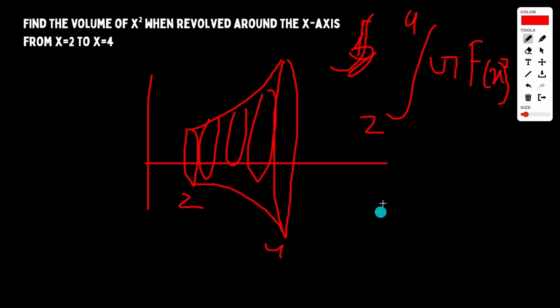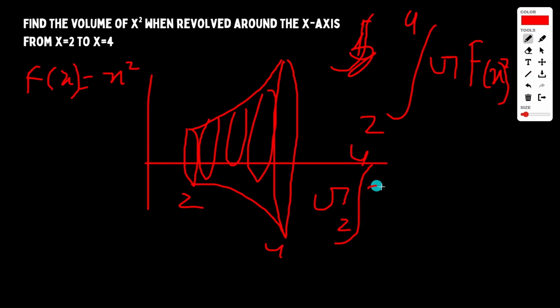So let me just write it over here. We know that f(x) is equal to x squared. So we can just write the pi outside of the integral because it's a constant. And this is going to be the integral from 2 to 4 of x squared, squared, dx.